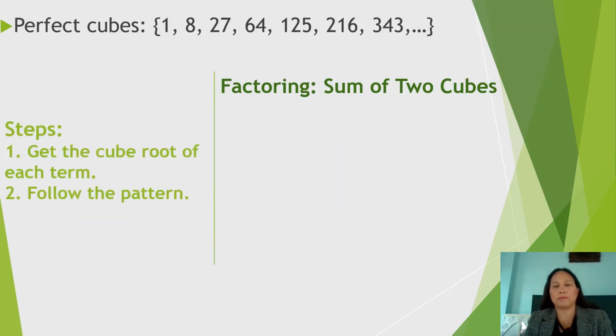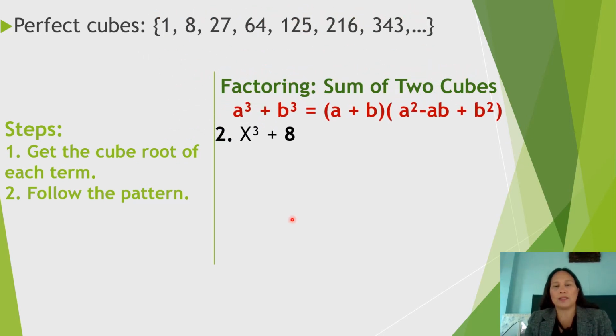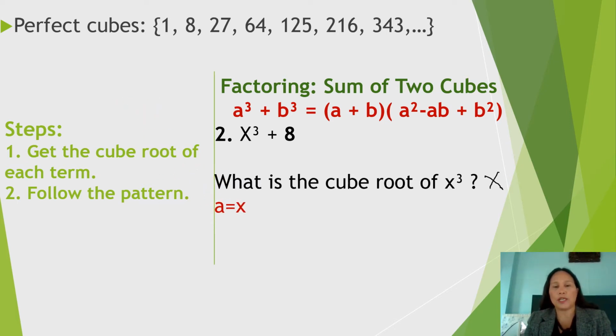Let's have another example. Okay, so we have x cubed plus 8. So again, we need to look for a and b. Ang a natin makikita natin pag i-cube root natin yung first term. Ang b naman makukuha natin pag kukunin natin yung cube root ng second term. So sa first term muna tayo. What is the cube root of x cubed? Again, that is x. And what is the cube root of 8? So ayun na yung a natin. Cube root of 8 is 2. And that is now the value of b.